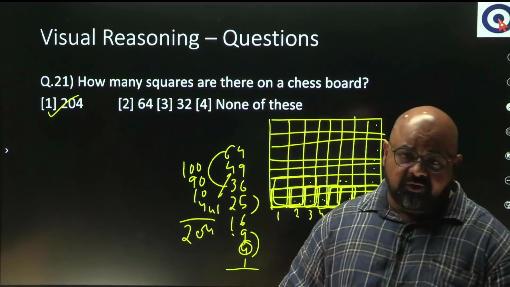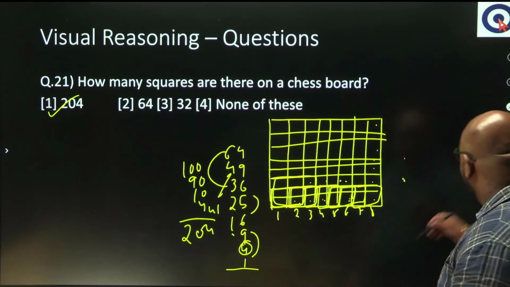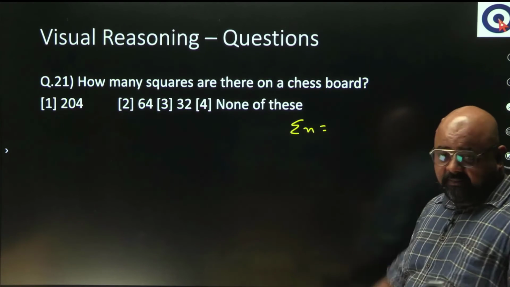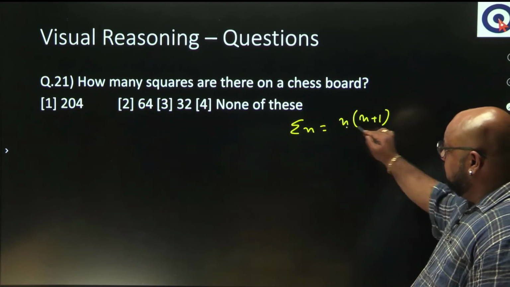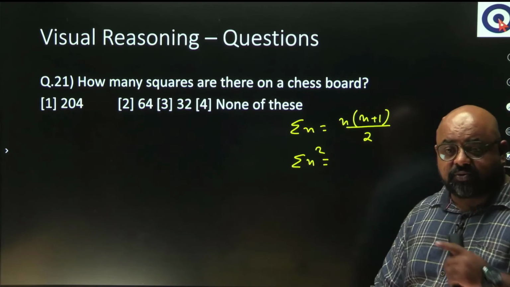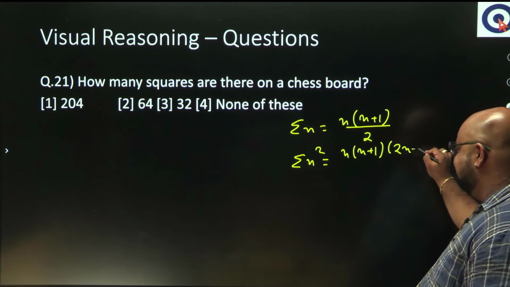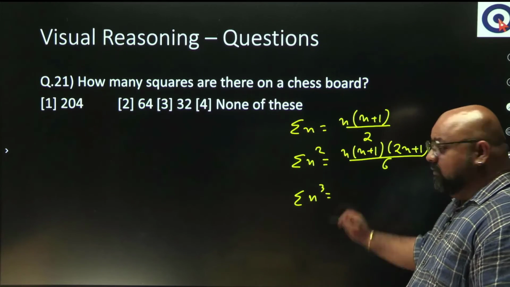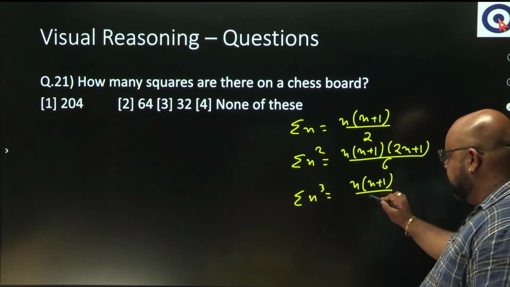If you remember the formula for the sum of squares of the first n natural numbers, that is also something that you can use. Basically, the sum of the first n natural numbers, 1 plus 2 plus 3 plus 4 up till n, is given by n into n plus 1 by 2. The sum of the first n squares, 1 square plus 2 square plus 3 square plus 4 square up to n square, is given by n into n plus 1 into 2n plus 1 by 6. And the sum of the first n cubes, 1 cube plus 2 cube plus 3 cube, is given by n into n plus 1 by 2, whole square.